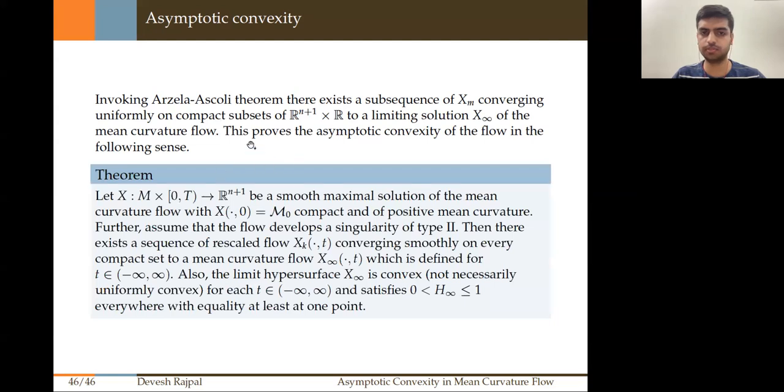And further, this proves the asymptotic convexity of the flow in the following sense. Summarizing all the results, if I have a maximal solution of the mean curvature flow with initial hypersurface compact and of positive mean curvature, assuming that the flow develops a type 2 singularity, I can choose space-time points and some rescaling at particular times, a rescaled flow which converges smoothly on every compact set to a limiting solution, which I'll denote by X infinity, which is defined for all time. This is an eternal solution.